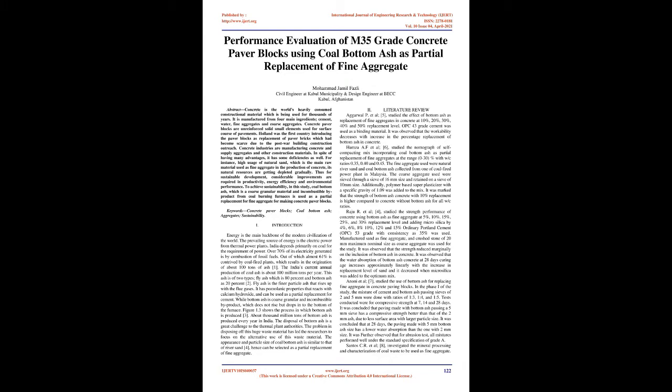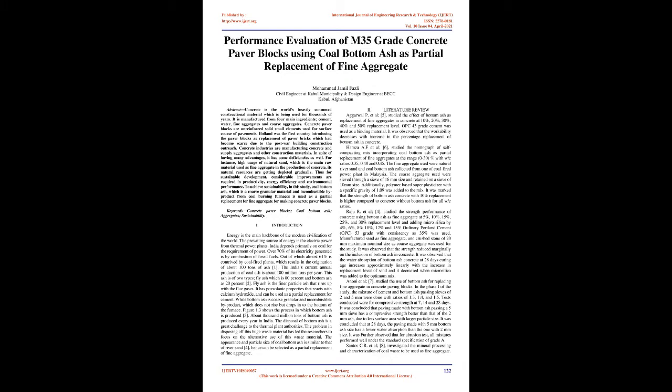India's current annual production of coal ash is about 100 million tons per year. This ash is of two types: fly ash, which is 80%, and bottom ash, which is 20%. Fly ash is the finer particle ash that rises up with the flue gases. It has pozzolanic properties that react with calcium hydroxide, and can be used as a partial replacement for cement.